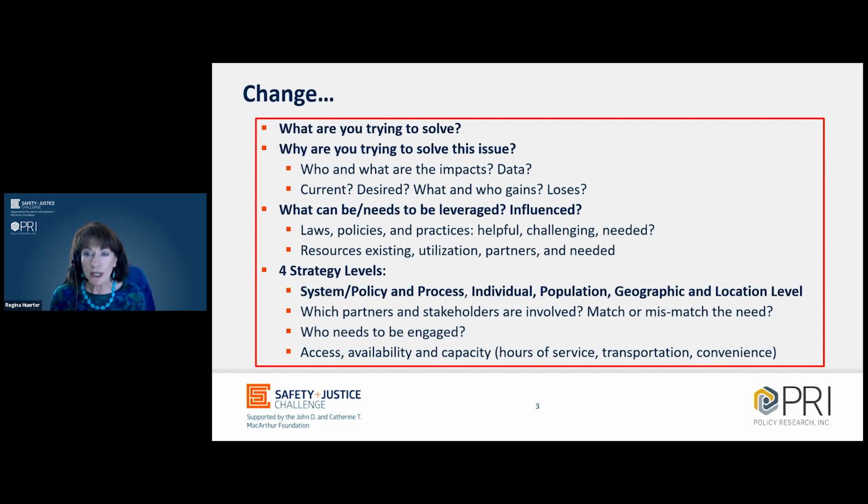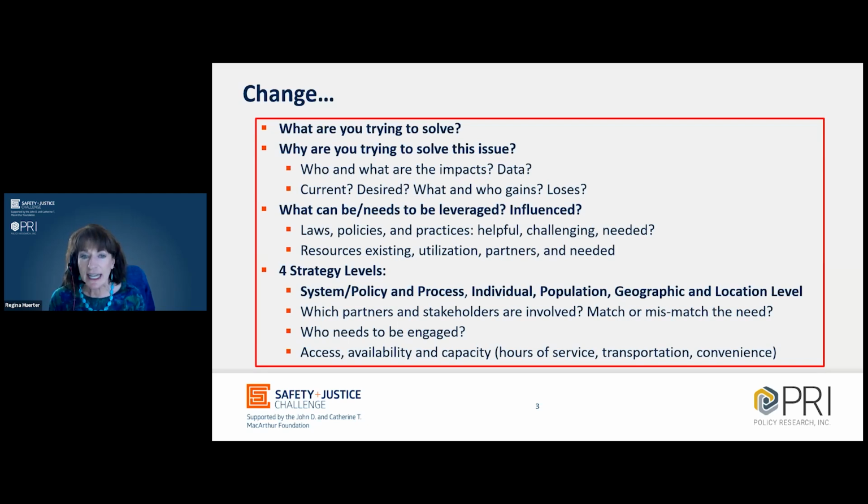And part of that is, what are you trying to solve? So what is the issue? What's the pain point that you're trying to address here? And why are you trying to solve this particular issue? Part of that is who and what are the impacts of the current issue that's taking place, and what's the data that supports that. And you're going to see in this presentation and also in Katya's, we're really trying to help queue up looking at this through a data lens.